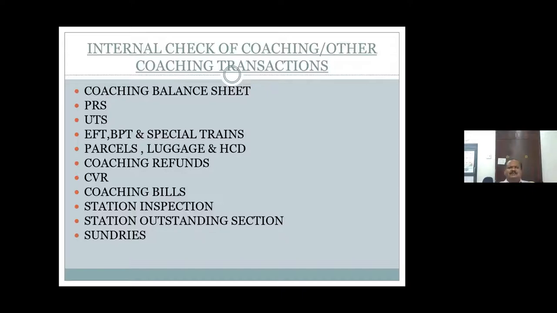So, we have the coaching balance sheet section. Then we have the goods balance sheet, PRS, UTS, EFT, special trains, parcels, luggage, coaching wheels, station inspection, and station outstanding sections. These are all the sections which conduct the internal check.